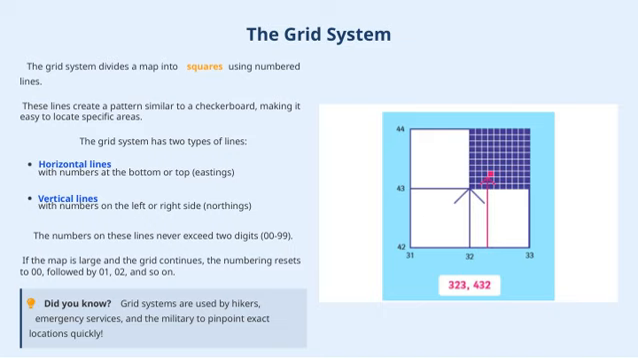These are called Northings. An important point to remember is that the numbers on these lines never go above 2 digits, so they range from 0 to 99. If the map is large and the grid continues beyond 99, the numbering resets back to 0, then 1, 2, and so on. Did you know that grid systems are used by hikers, emergency services, and the military? They rely on this system to quickly pinpoint exact locations, which can be crucial in many situations. Now, thinking about the overall theme of our presentation, why do you think using a grid system makes it easier to find places on a map?